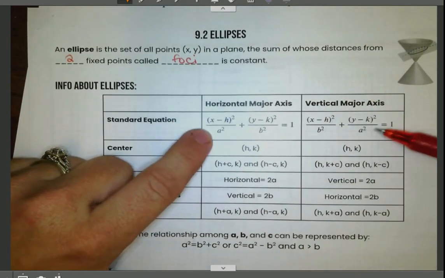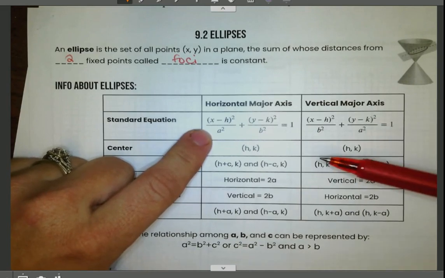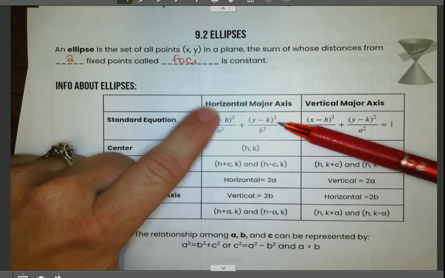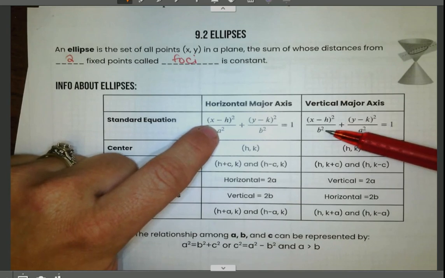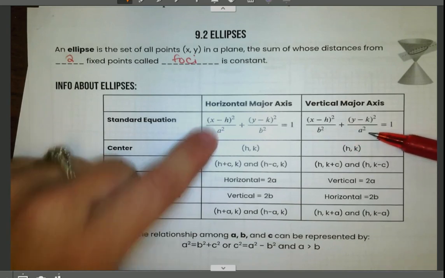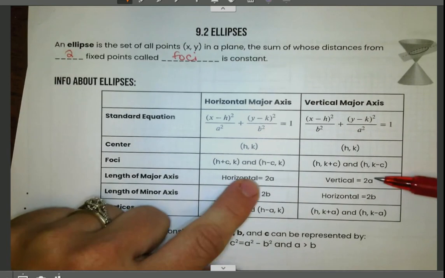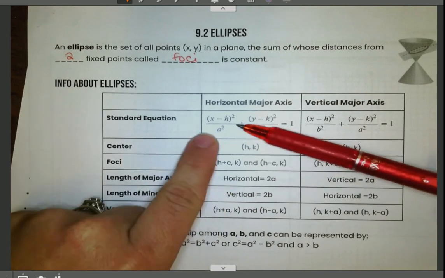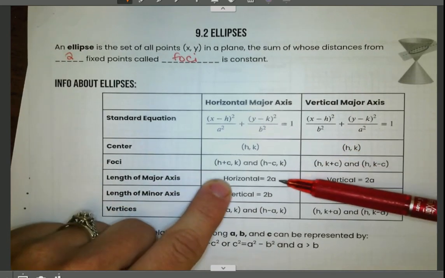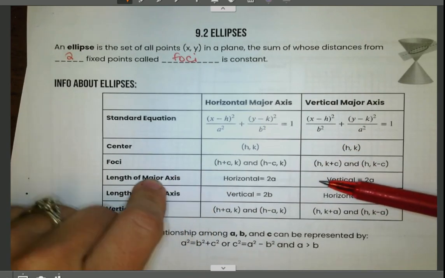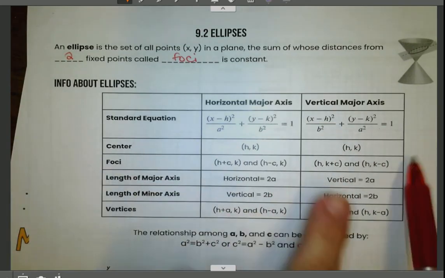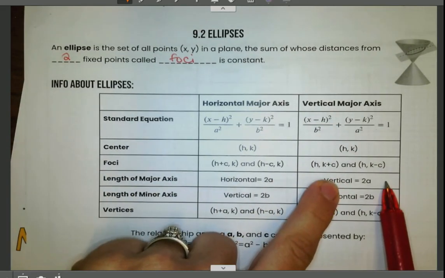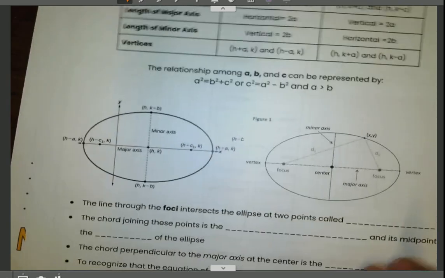So in this scenario, we can have two different versions of the formula. Both x and y are squared, and then the major change happens on where a squared is in the denominator. And a squared, or a, is going to be the length of the major axis. If it's under x, it's going to be a horizontal major axis, so it'll be long and wide. And if it's under the y value, it's going to be tall and skinnier.